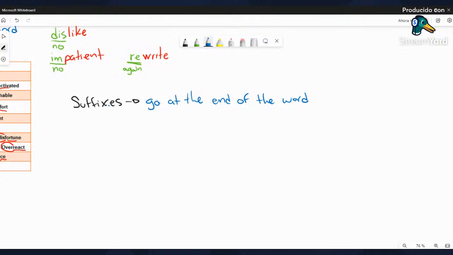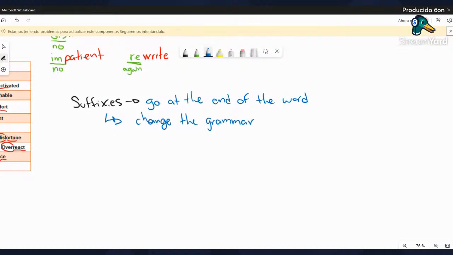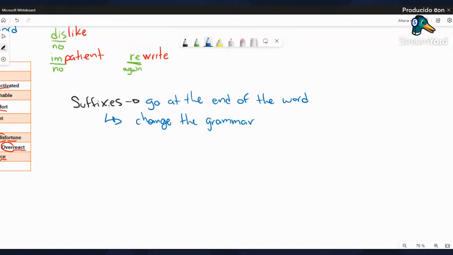And the main effect they have on the word is to change the grammar. They change the grammar of the word. They don't change the meaning of the word. They change the whole grammar. And you will probably be asking, what does that mean? What does it mean to change the grammar? Well, let me give you a little example, a little hint.